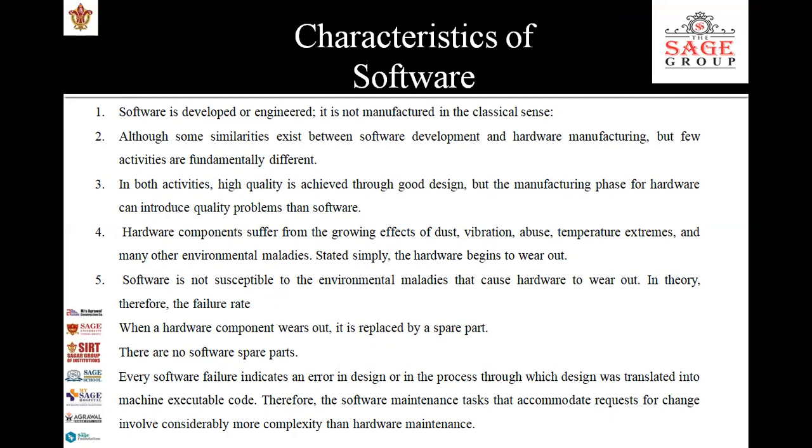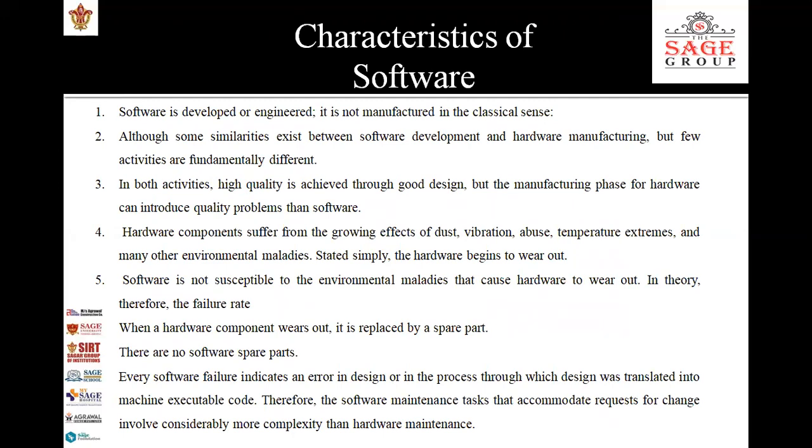The failure rate curve for software should take the form of the idealized curve, right? When a hardware component wears out, it is replaced by a spare part, but there are no such spare parts for software. Every software failure indicates an error in design or in an aspect of the process. Design was translated into machine-executed code.